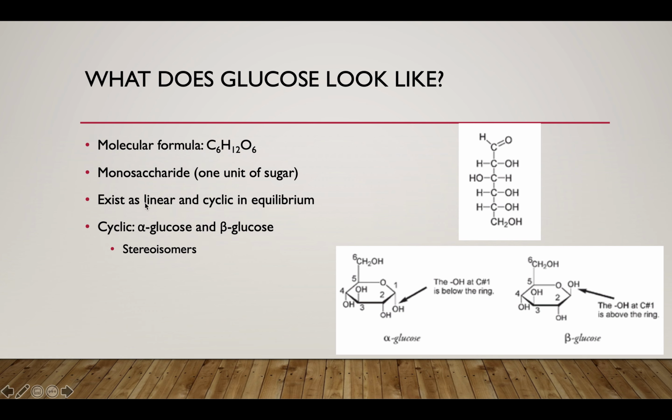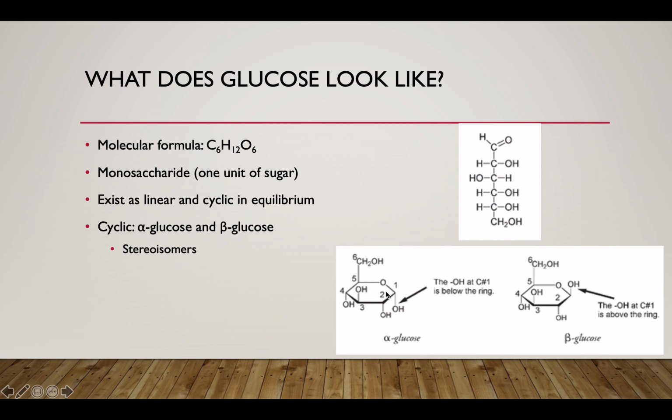And glucose can exist as linear or cyclic. Linear meaning like that. Cyclic meaning like a ring, in equilibrium. They exist at the same time constantly. And with the cyclic, the ring structure, there are alpha glucose and beta glucose. The only difference is that the alpha glucose has an OH group at carbon 1 on the opposite side of carbon 6. And then beta glucose has that OH group on carbon 1 on the same side as carbon 6.